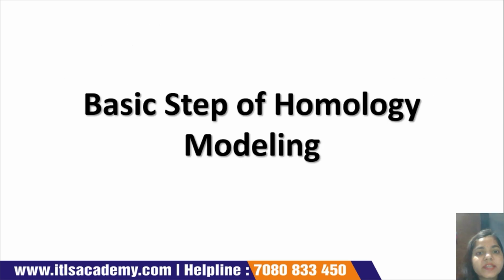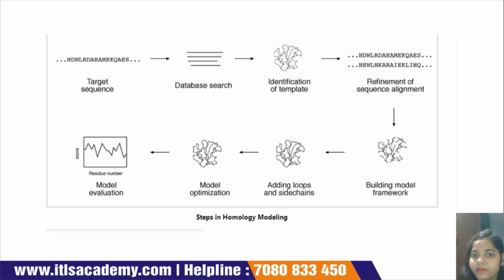Now we learn the basic steps of homology modeling. First step is identification of the target sequence, then database search, then identification of the template, then refinement and sequence alignment, then building a model framework, then adding the loops and side chains, then model optimization, then model evaluation. These are the main steps of homology modeling. Now we understand these steps in detail.